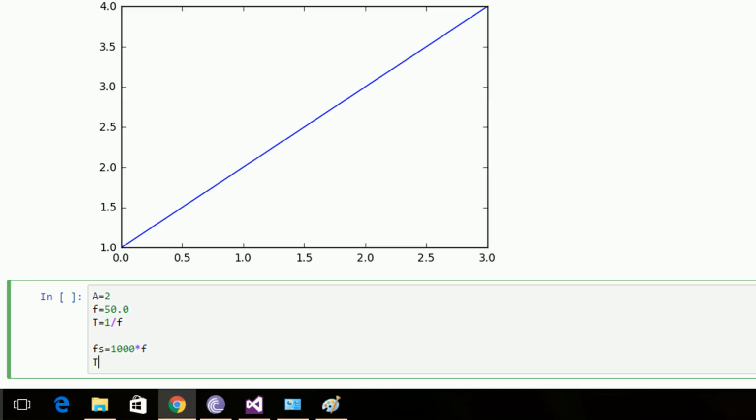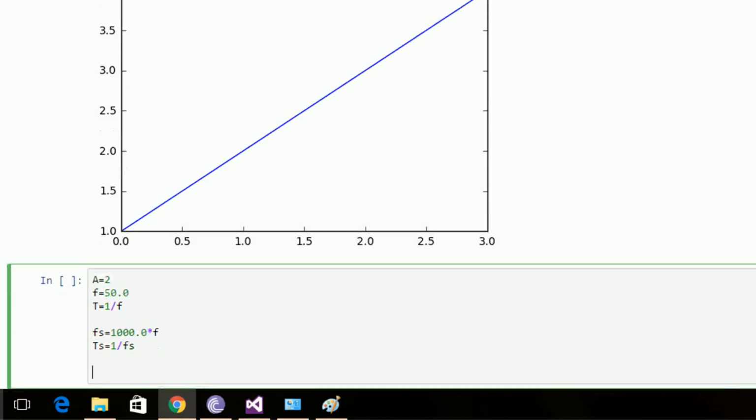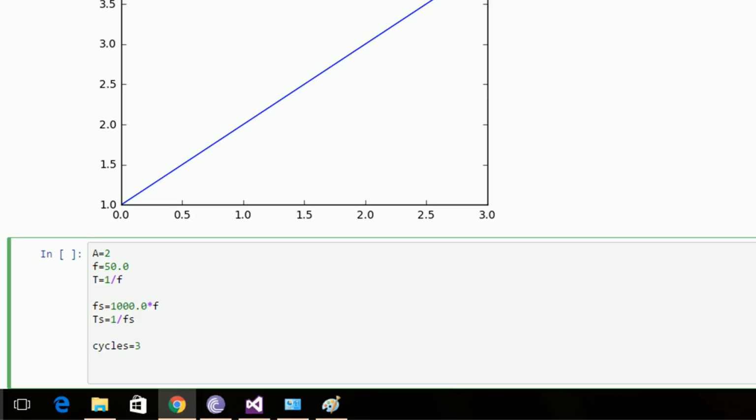And similarly, ts, or you can also take fs as 1000 times that of f, and ts is equal to 1 divided by fs. ts is the sampling time. Let's say number of cycles equal to 3. I want to plot a sinusoidal signal with 3 cycles.